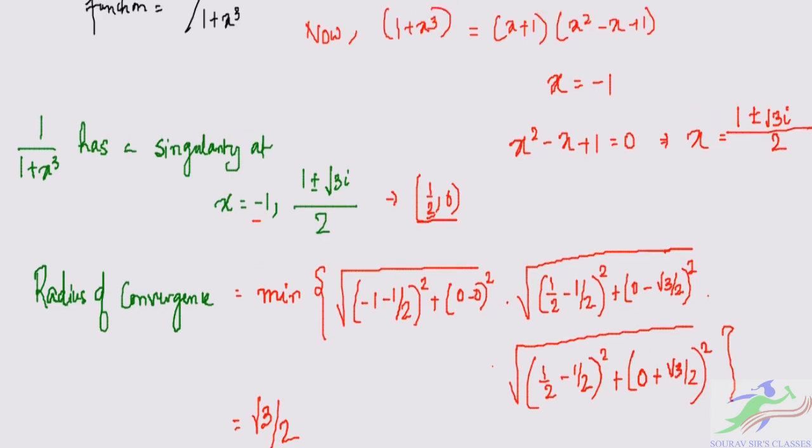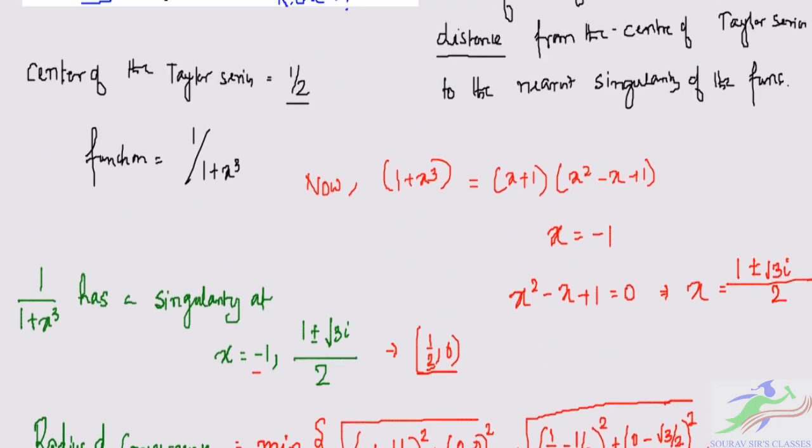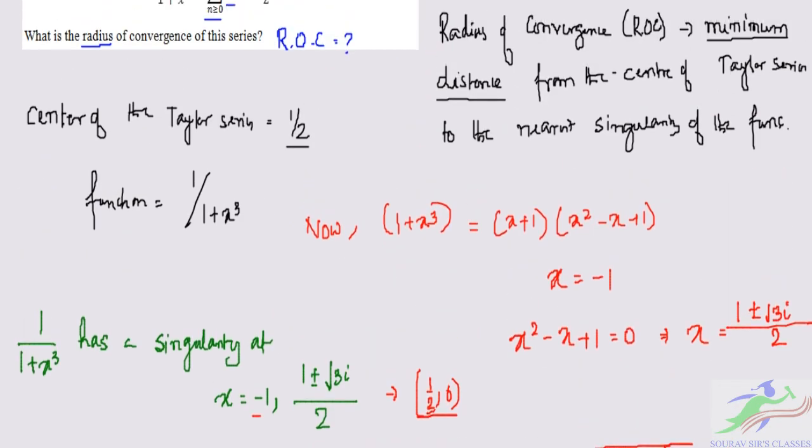So let's go back to the question. What is the radius of convergence of this series? We may omit the ROC abbreviation and just write the radius of convergence, which will be root 3 by 2.